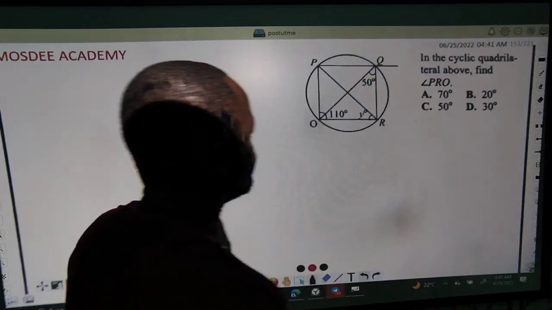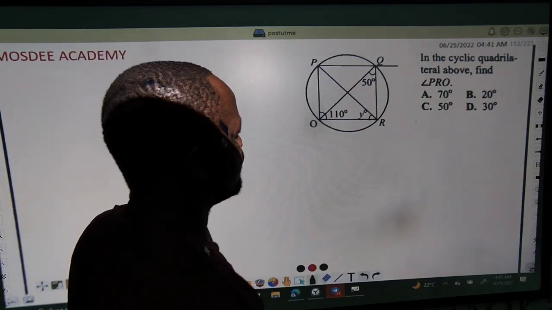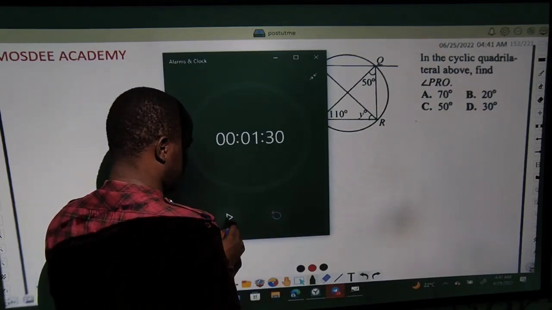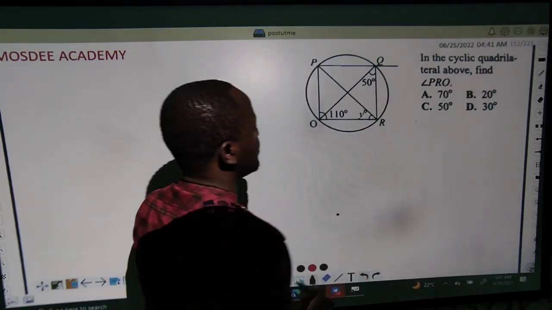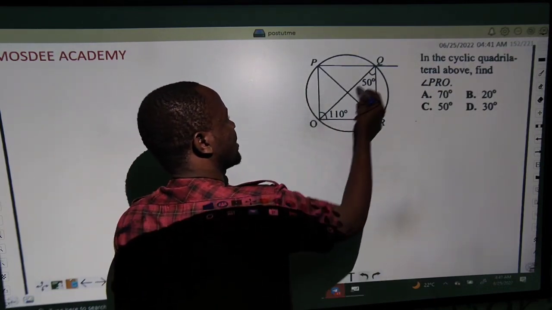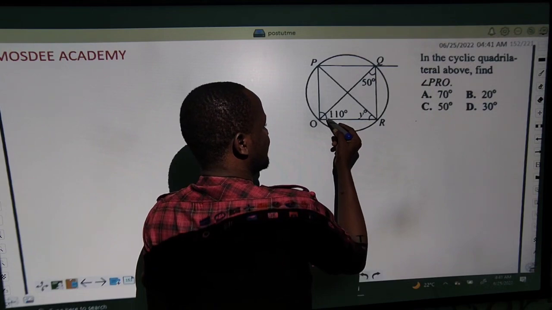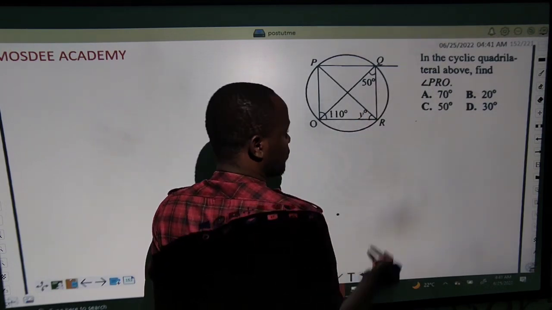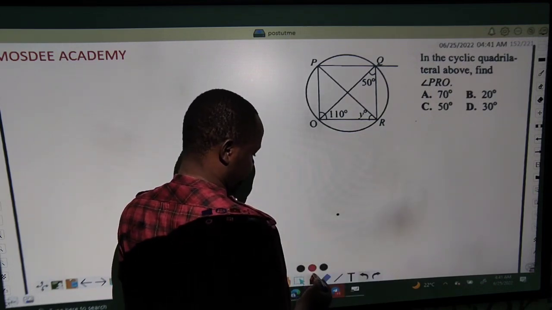Next question. Thank you. Same concept, more of the same place. We can also use the same way to solve it. Angles at the same segment will come to your mind. The opposite angles of a cyclic quadrilateral add up to 180. So if this guy is 110, the one facing it must be 70.